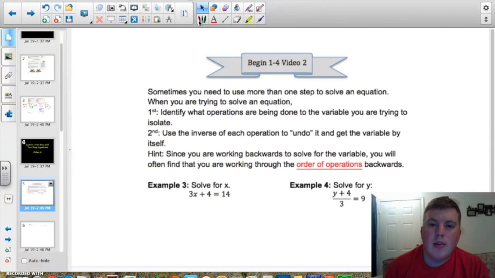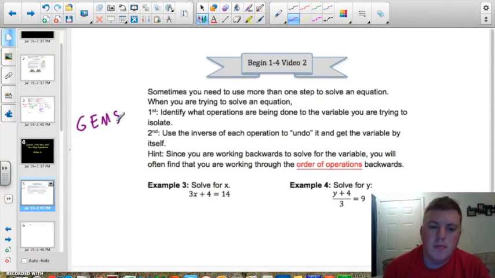So one thing that I always like to do when I'm working on solving problems is write my little acronym GEMS, like we talked about in lesson 1. And I like to just draw an arrow going the other way at the top of my paper. This reminds me that instead of going my normal way, doing grouping first, then exponents, then multiplication and division, and then subtraction and addition, I want to undo things going backwards. So I want to undo any subtraction or addition first, then any multiplication, then any exponents, and then any grouping.